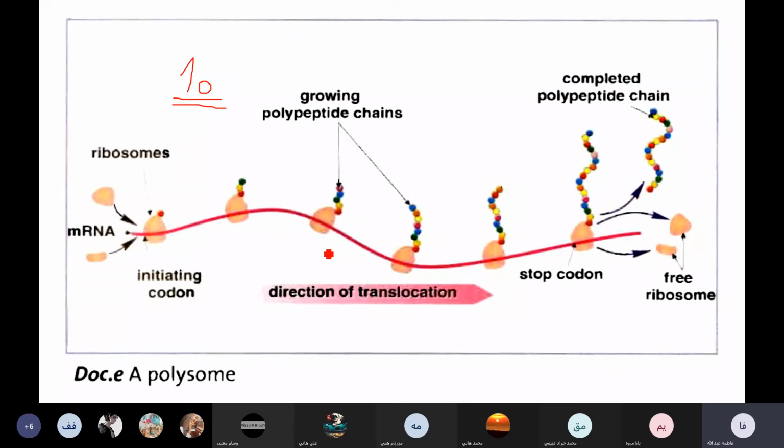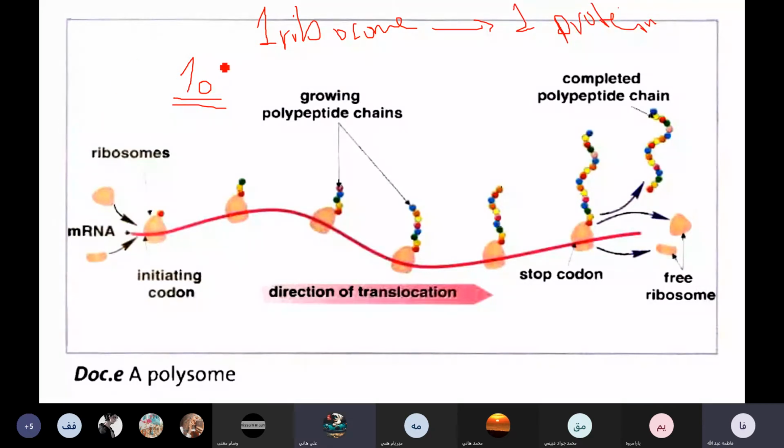In this case? Do you know? No. Okay, let's say each ribosome can synthesize one protein. 10, yeah.